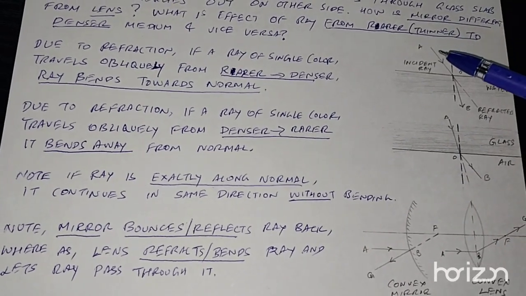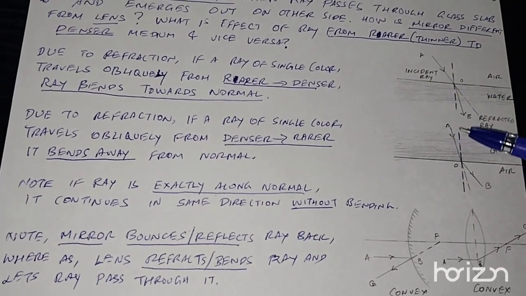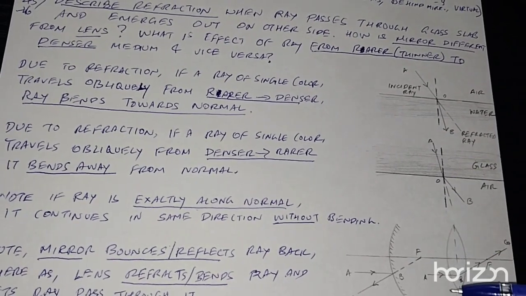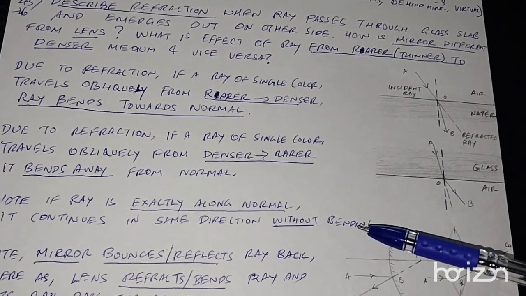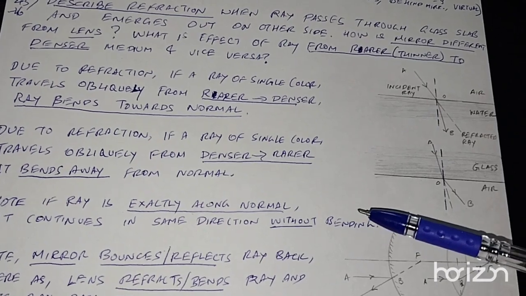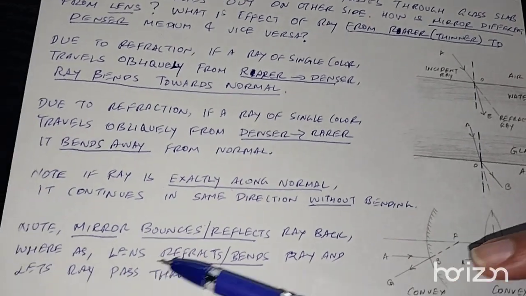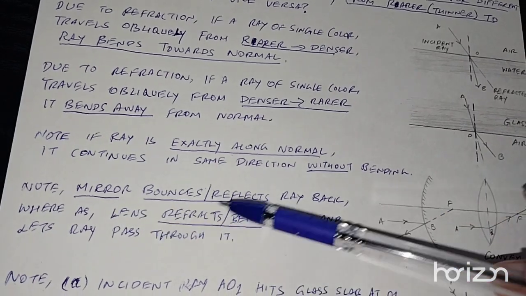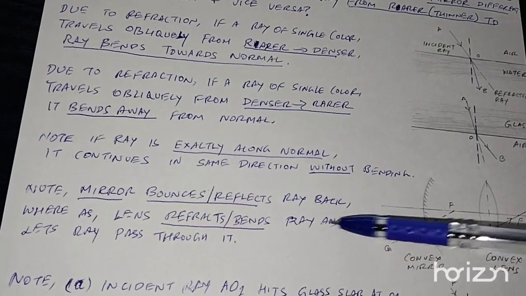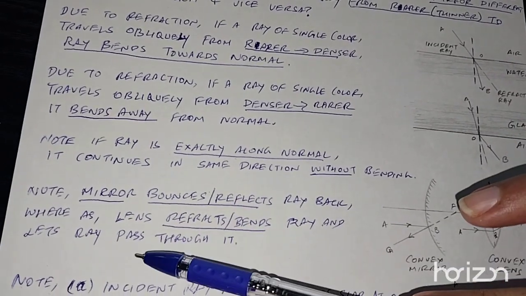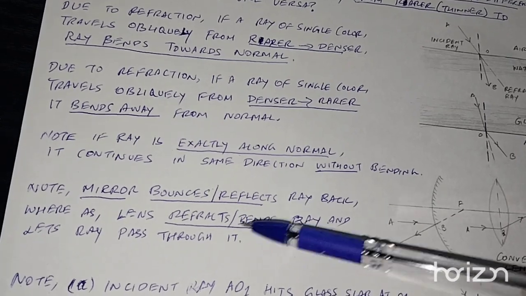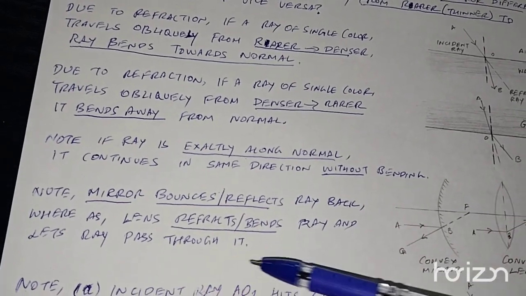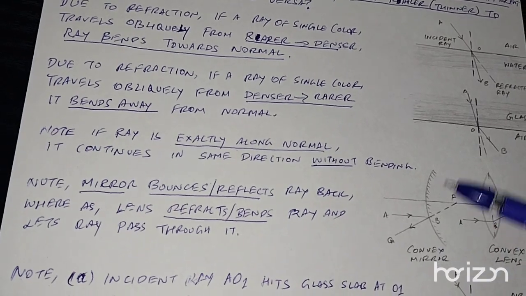So these rays are oblique, which means they make an angle to the normal. If the ray was along the normal, then it would have continued along the same direction. That is to be noted. What is the difference between mirror and a lens? Note, mirror bounces or reflects the ray back, whereas the lens refracts or bends it and the ray passes through it. So look at this diagram.